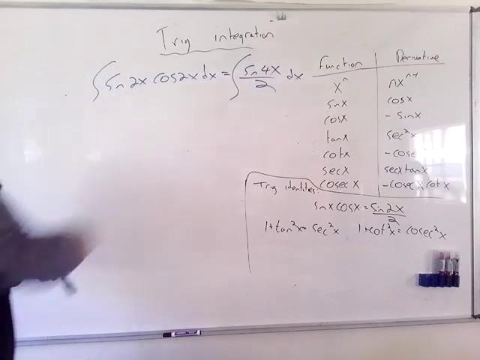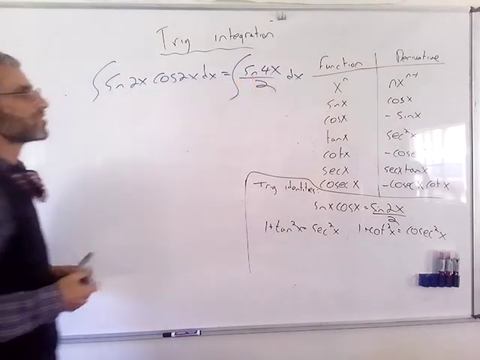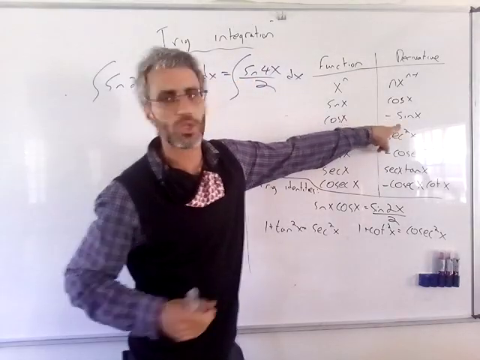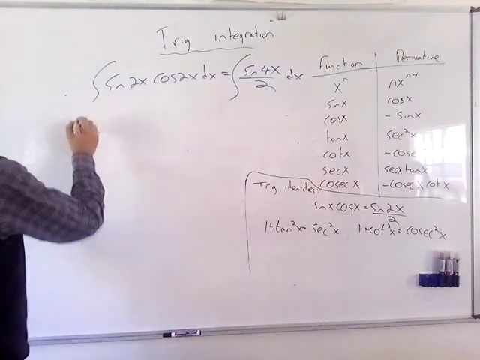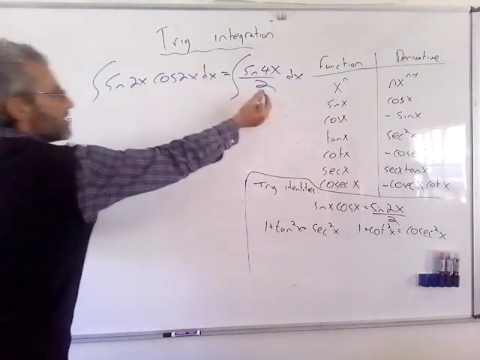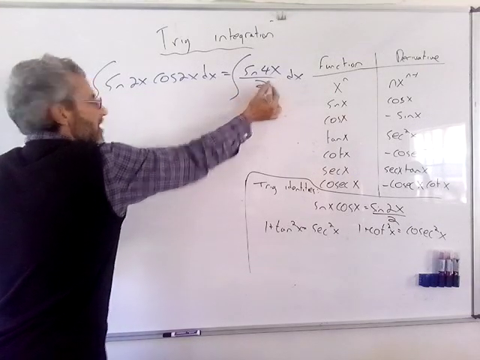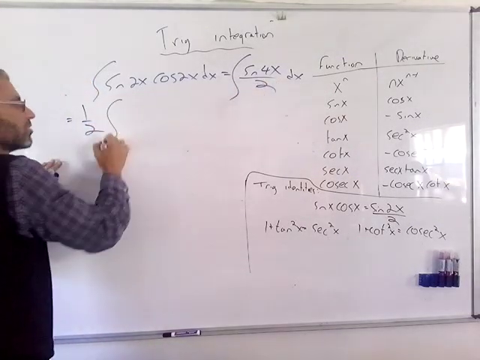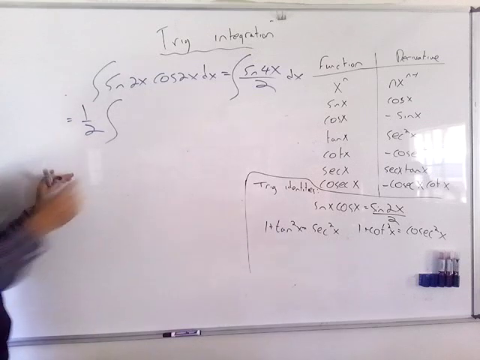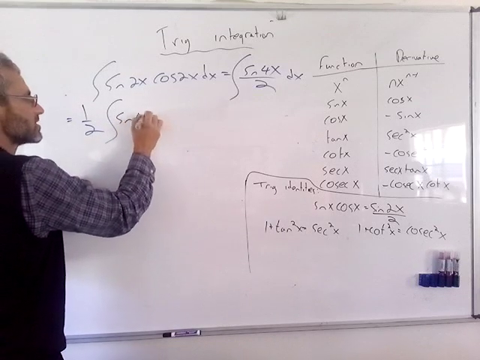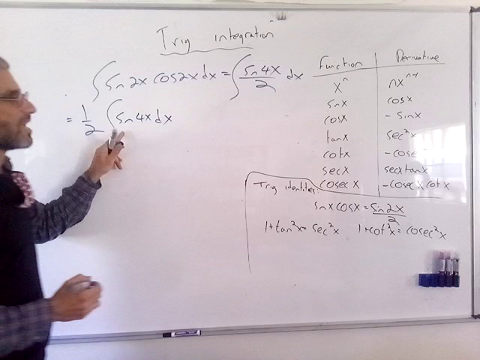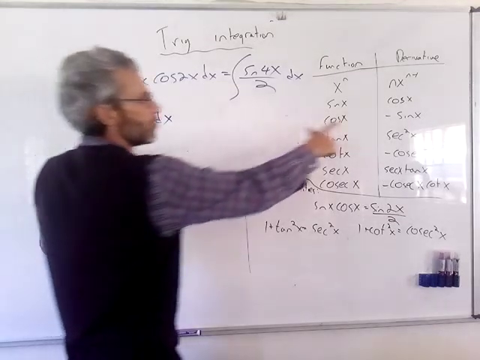Okay? And now the integration of sine 4x, that's not a problem. I can just use the table. This is something I haven't shown you a lot, but I think it's not bad. Because I'm dividing by 2, I can take that half out of the integration. Half constants don't do anything on the integration. So let's write it like this. What is the integral of sine 4x?